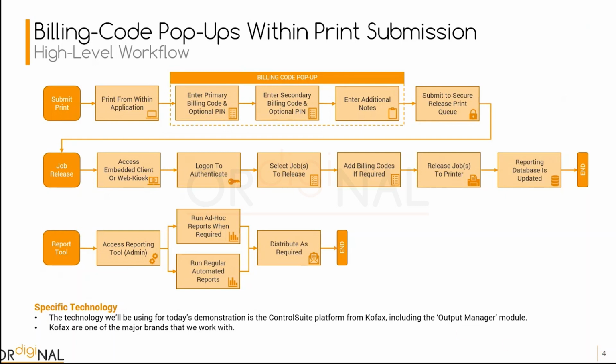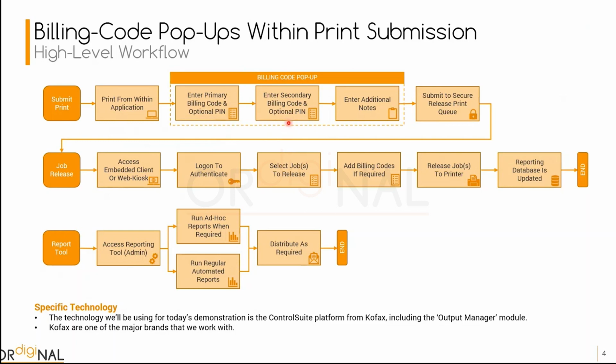So we're going to start from the point of submitting our print, and we'll be doing that within a standard Office application. And then the next few boxes relate to the billing code pop-up that will appear on the screen in front of us. We will enter a primary code, so a tier 1 code, and we may be requested to enter a PIN code. So some of the billing accounting codes could be PIN protected to make sure that they're only used by authorized people. So we will enter the first code.